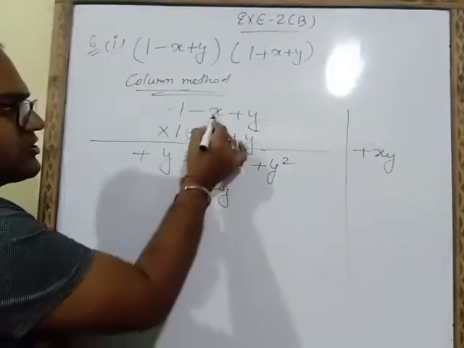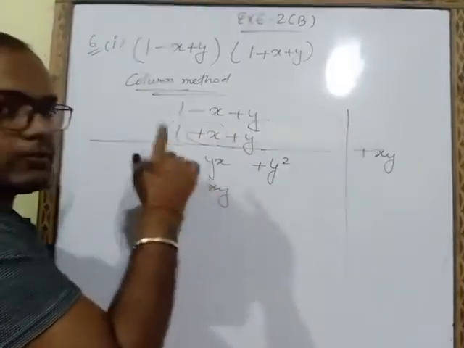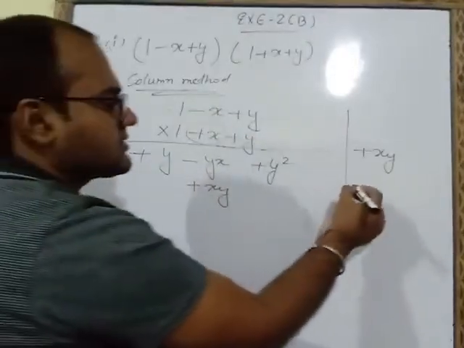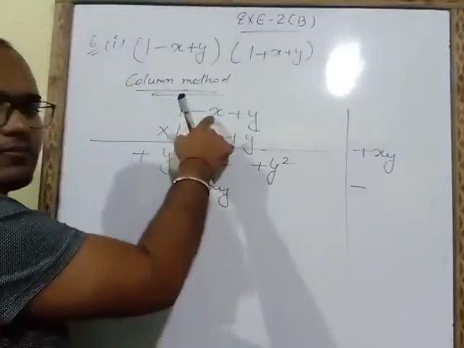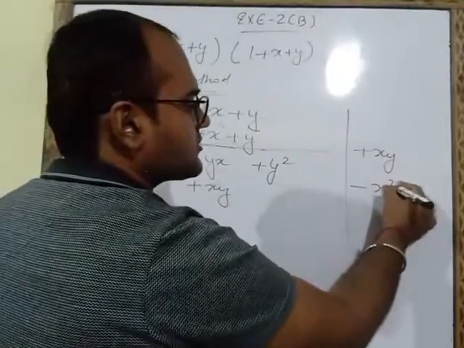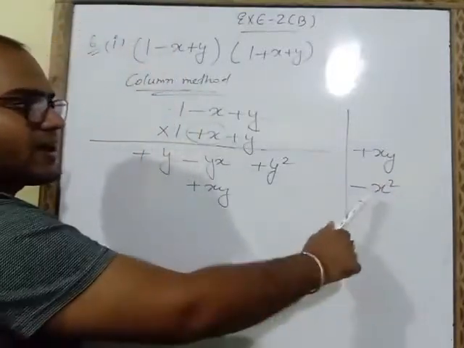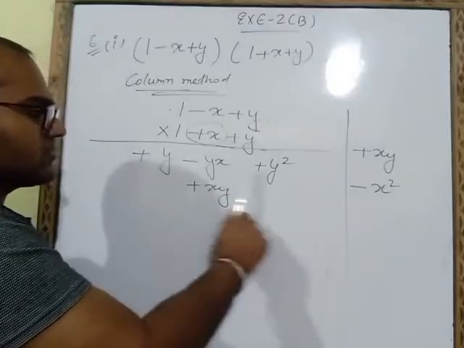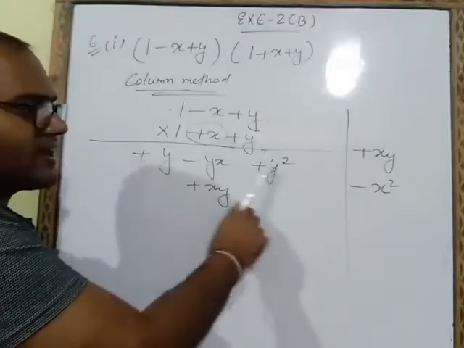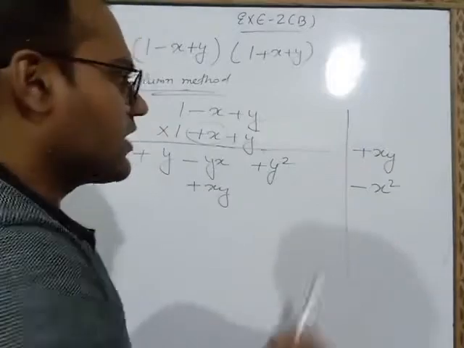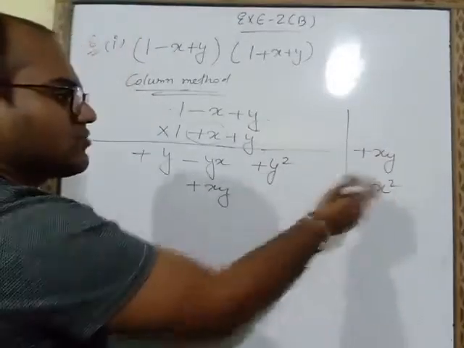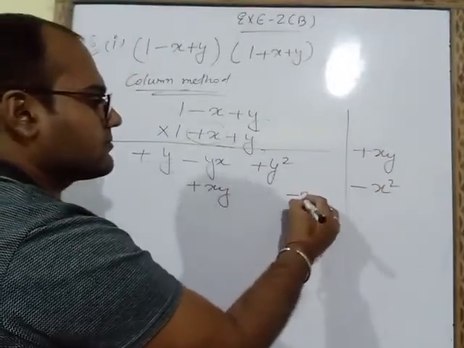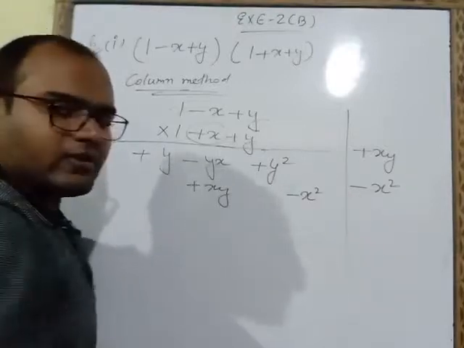Now these two terms we have to multiply. So the sign we will multiply first. Plus multiply minus is minus. X multiply x, x square. So here we are getting minus x square. In this line you will not get any x square term. So where we will write this x square? We will write this x square in the end.